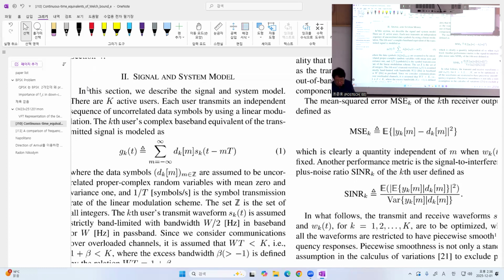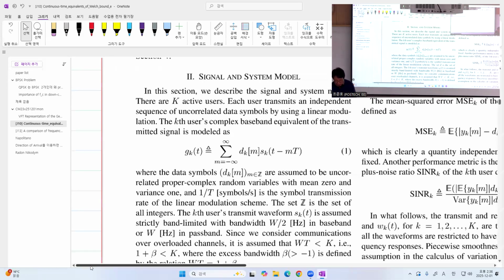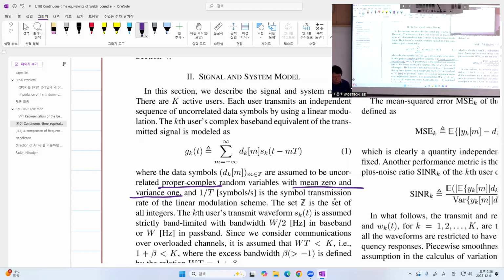Where is that one? Okay, let me find. Okay, mean 0 and variance 1, and proper complex. Got it? Proper complex zero-mean unit variance, and probably it consists of uncorrelated random variables. So it's a white sequence, a proper white unit power sequence. The same as what I just told you.